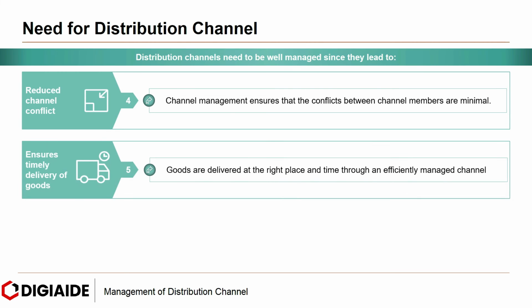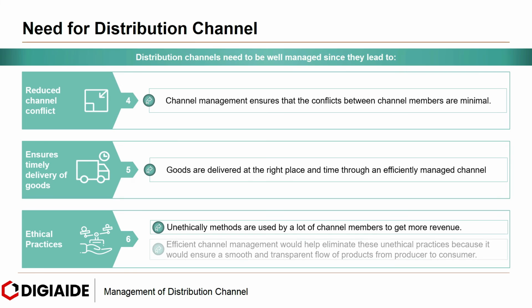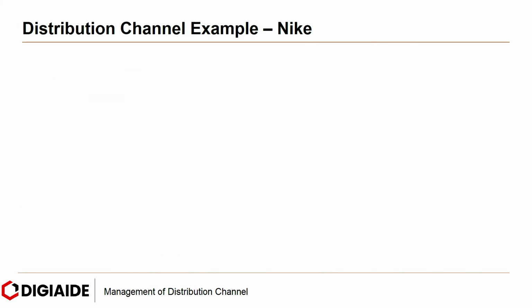Next, ensures timely delivery of goods. Goods are delivered at the right place and the right time through an efficiently managed channel. And finally, ethical practices. Unethical methods are used by a lot of channel members to get more revenue. Efficient channel management would eliminate these unethical practices because it would ensure a smooth and transparent flow of products from producer to consumer. Moving on to an example of distribution channel of Nike.